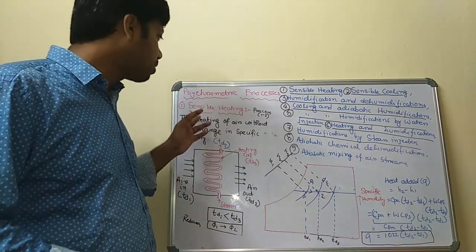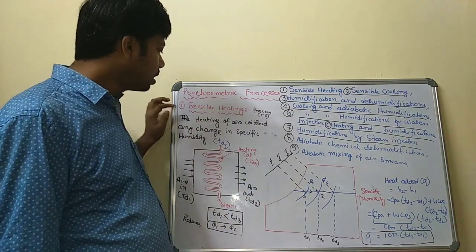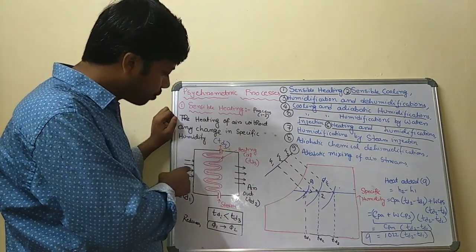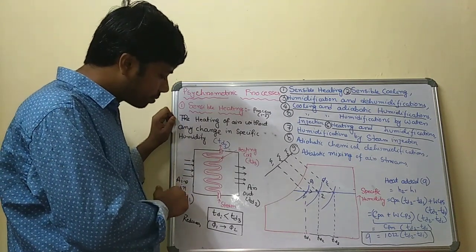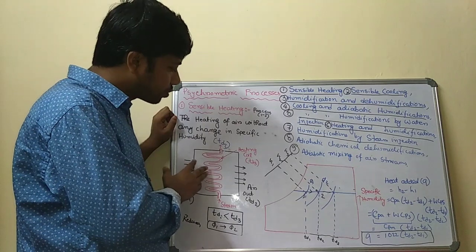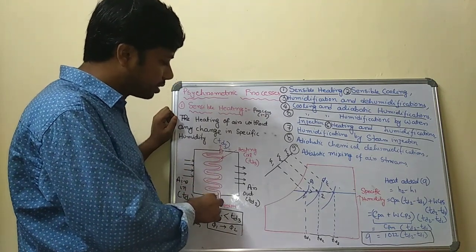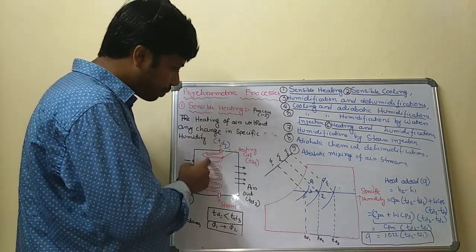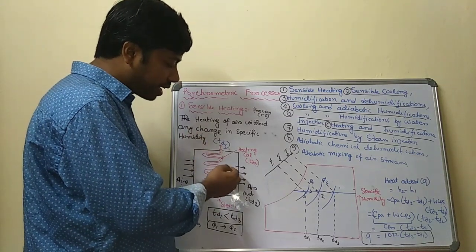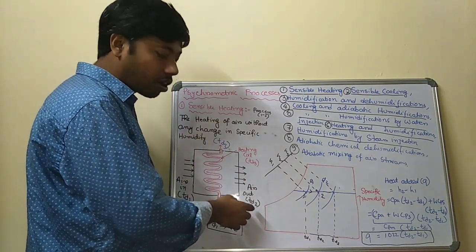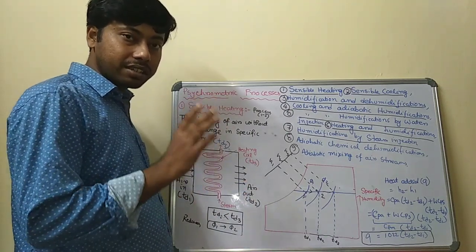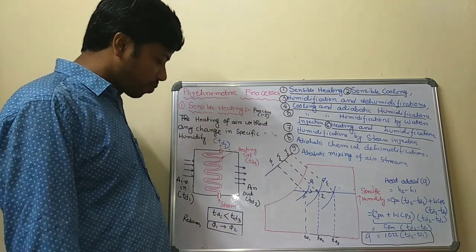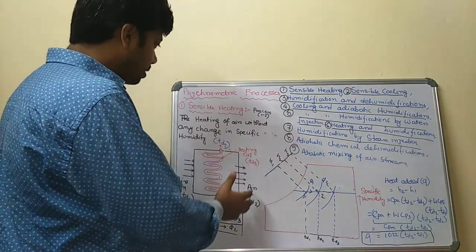So first of all, let's discuss sensible heating. Suppose this is the sensible heating arrangement, in which the air enters at dry bulb temperature TD1 and passes through a heating coil in which steam or gas flows. Suppose the coil temperature is TD3, and when the air passes through the heating coil, its dry bulb temperature, recorded by a sling psychrometer, is TD2.